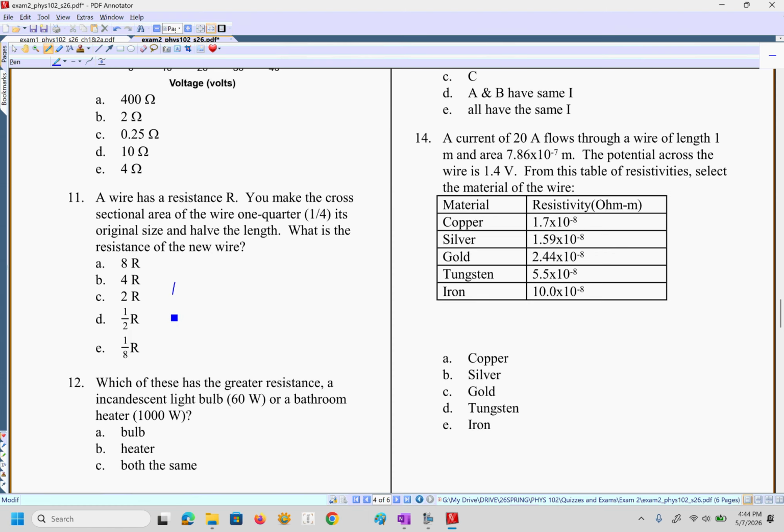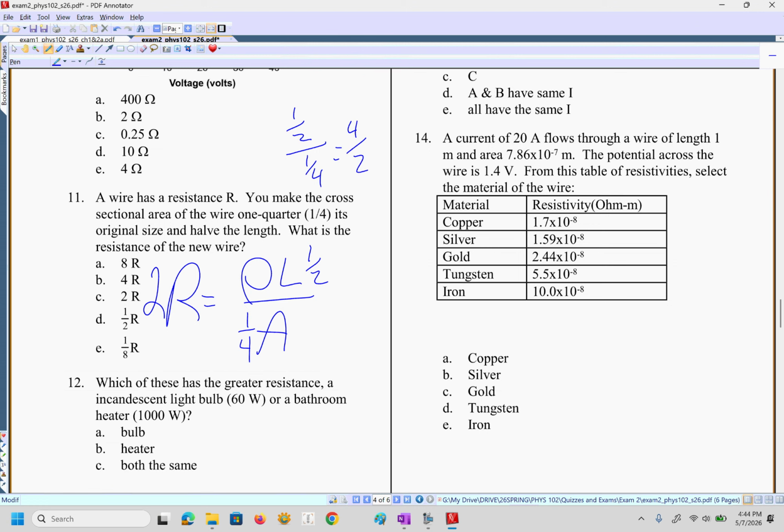I have resistance. Resistance is rho L over A. Always write the equation when you encounter one of these questions. If I quarter the cross-sectional area, I make it 1/4 of its original size, and then I also have the length. That means the resistance is going to be 1/2 over 1/4. That's 4 over 2, so it's going to be twice as big. What I did is 1/2 divided by 1/4. You can do that in your calculator if you want, or that's the same as 4 over 2, which is equal to 2.